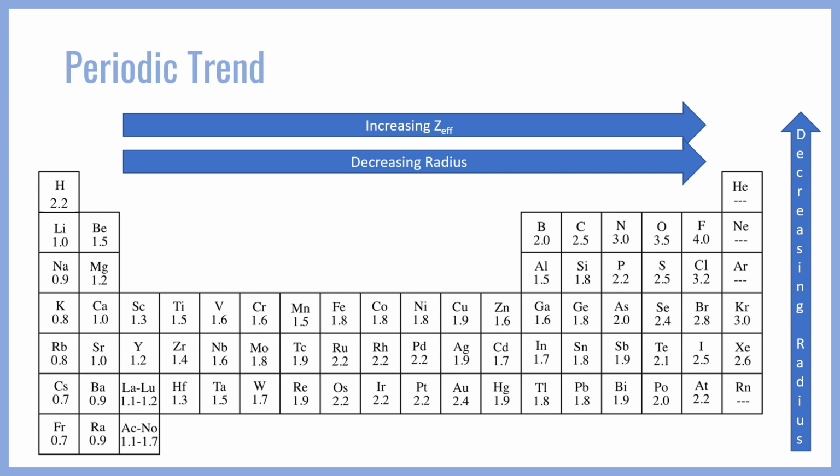That makes sense because the effective nuclear charge tells you how tightly held the electrons are going to be onto the atom, and electronegativity tells you how hard an atom is pulling on electron density. So the two naturally go together. Now, we also see that electronegativity is going to correlate with atomic radius.